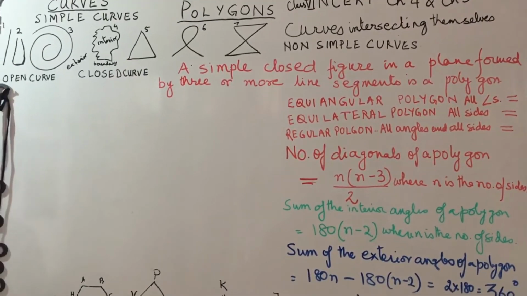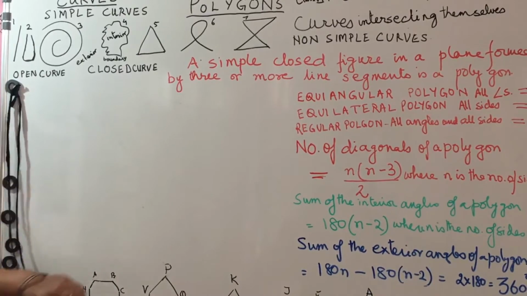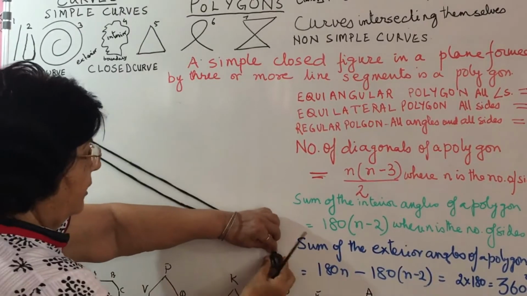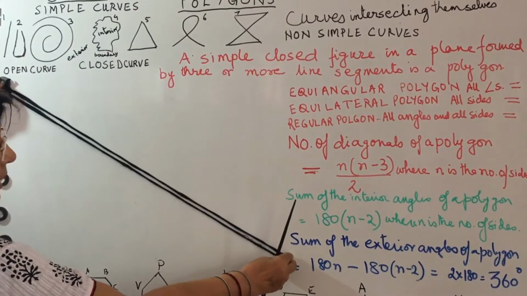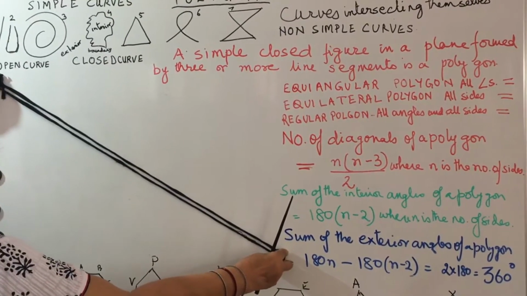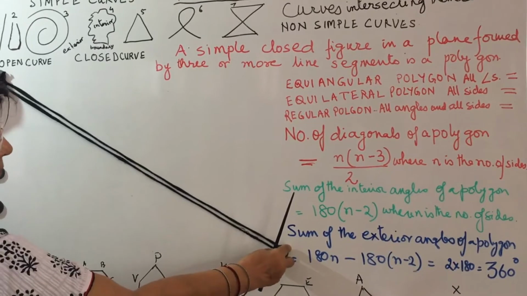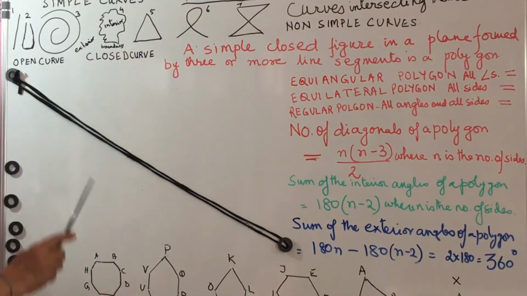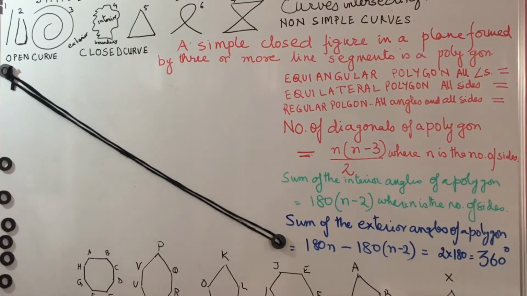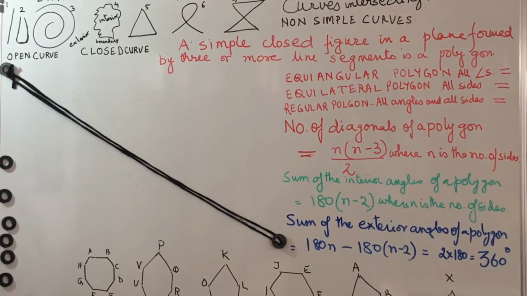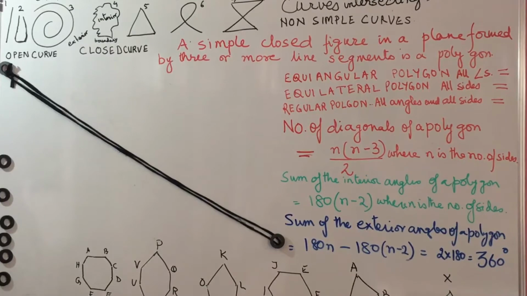I can show you a straight line on the blackboard. Here I have a string, and I make a straight line with this string. Now, this is an open curve. A simple closed figure in a plane formed by 3 or more line segments is a polygon.